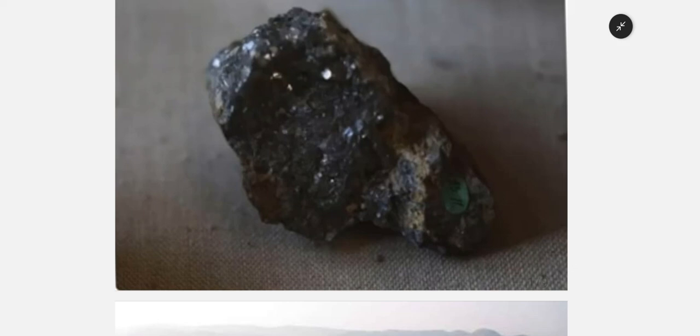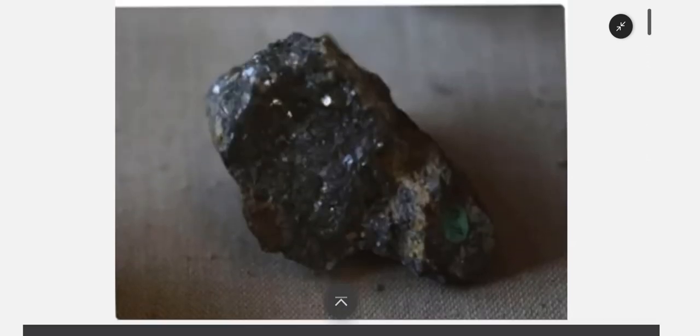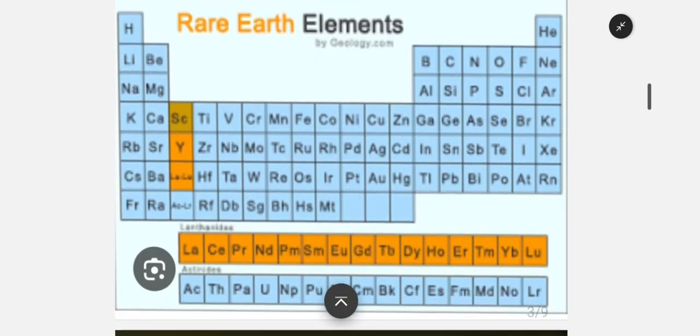So, in this video, we will be talking about the rare earth elements that have been discovered in Rajasthan recently. You can see in the diagram, I have prepared a few slides. So, rare earth elements. What are rare earth elements?